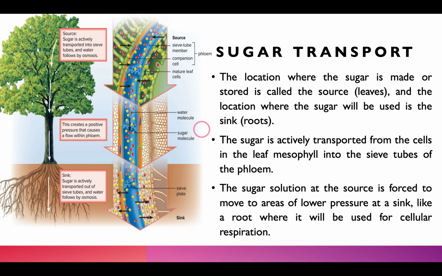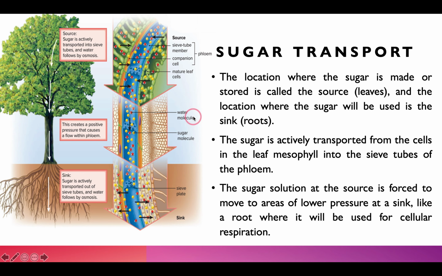The location where the sugar is made or stored is called the source. Okay, and it's usually in the leaves because the leaves are the photosynthetic ones. And the location where the sugar will be used is the sink, such as the roots. How sugar is transported from the source to the sink can be explained using the pressure flow model.